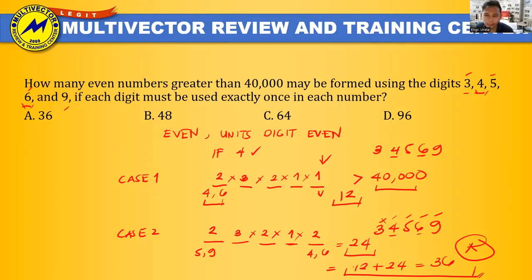Para mas recap lang, dito kinonsider lang yung dalawa. Actually, dalawa yung restriction natin eh. The units digit must be even, and the 10,000 digit must be greater than or equal to 4. Yung case 1, inassume natin na yung 10,000 digit natin is either 4 and 6. Kaya dalawa yung pwede nating pagpilian. Syempre kung napili na yung isa dyan, isa na lang ilalagay mo sa units digit. Then yung remaining dito, 3, 2, and 1.